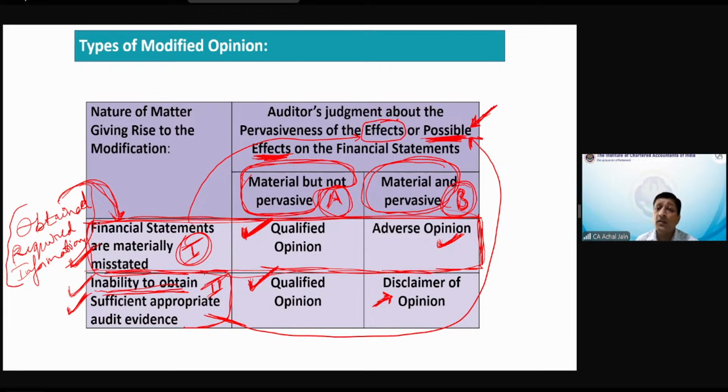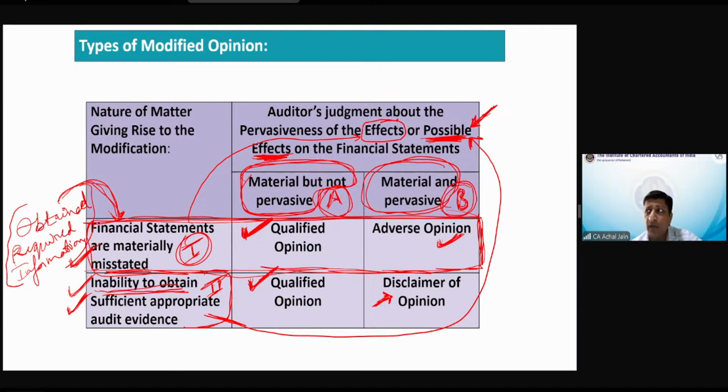Now you will go to the more severe one. And what is that? Disclaimer of opinion. Generally, this term disclaimer is attached wherein you don't receive the documents. Yes or no? Generally, this term is attached to a situation wherein you don't receive the documents.